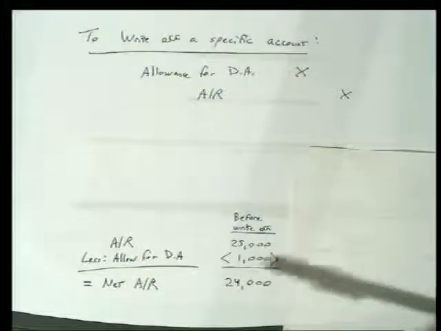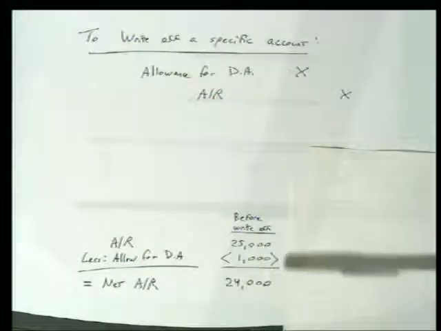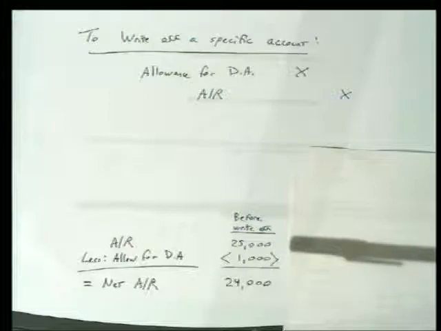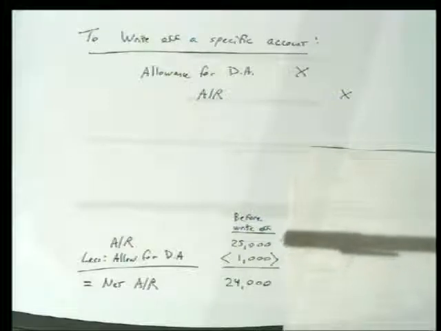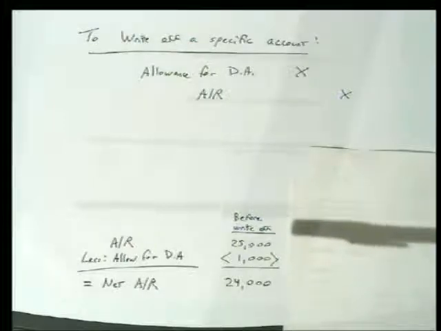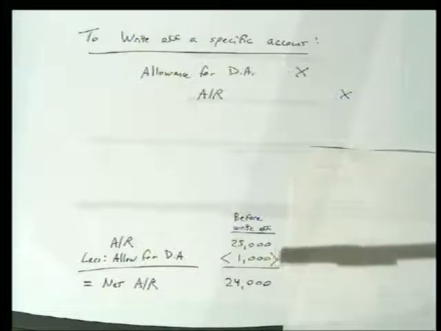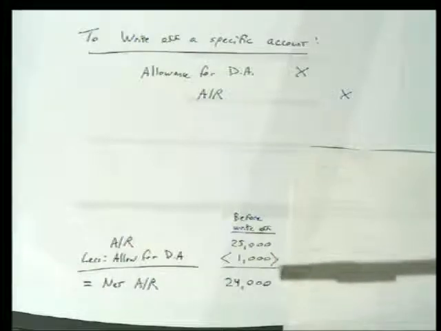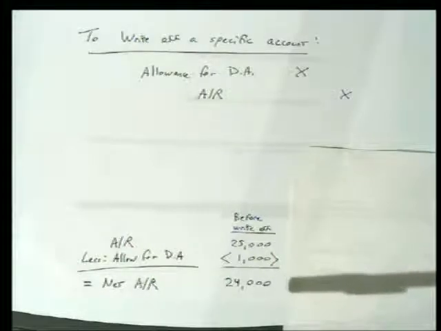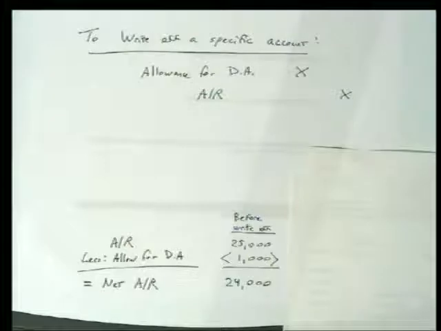And this is a good reminder of how this looks on the balance sheet. Before this company wrote off a specific account that we're going to talk about here in a second, we had AR of $25,000 less your allowance for doubtful accounts of $1,000 equals your net AR of $24,000. Now, I like to ask this on a test. How does allowance for doubtful accounts appear on the balance sheet? Okay, and this would be the answer.